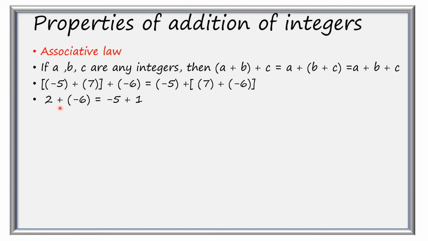Left hand side, 2 plus minus 6. One is positive, one is negative, so we will do subtraction. What will we get? We will get 4, and which sign? The negative sign. So here we get minus 4, and here also minus 5 plus 1 we get minus 4. It means this is hence proved. (a plus b) plus c equals a plus (b plus c). This is the associative law.